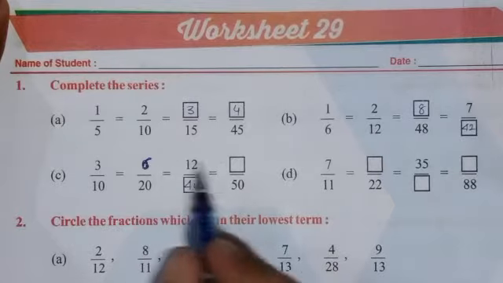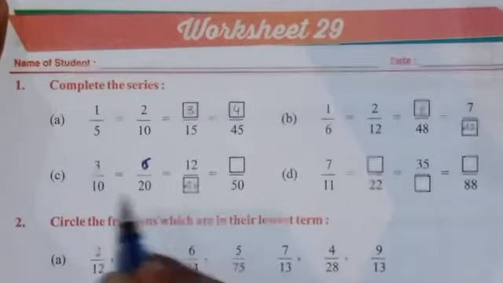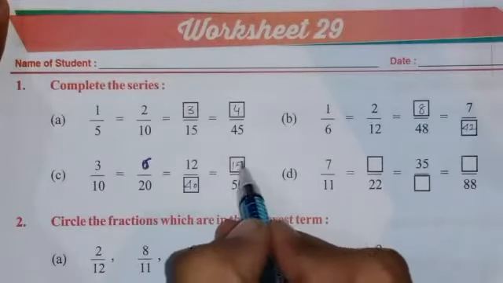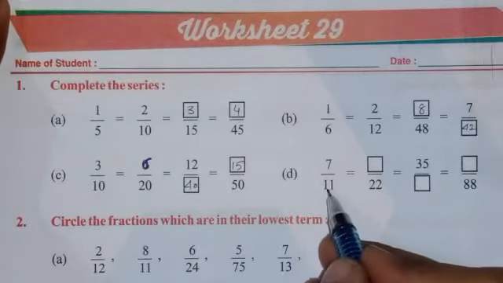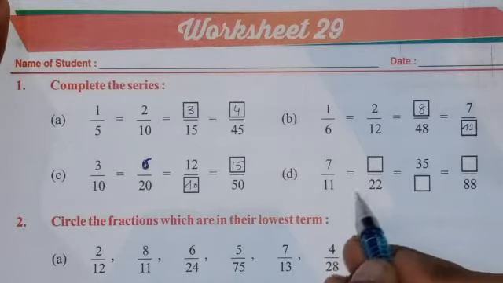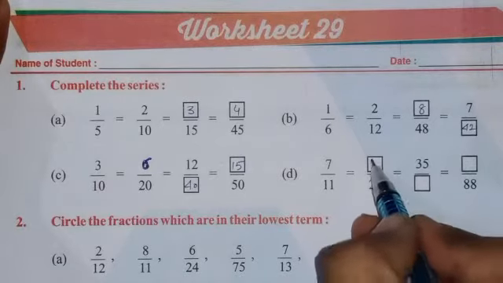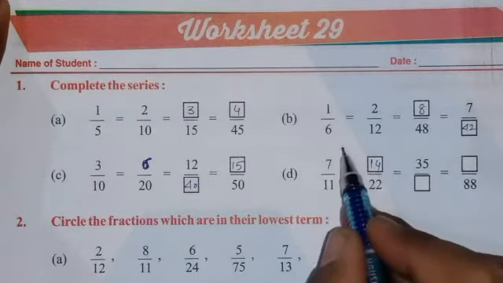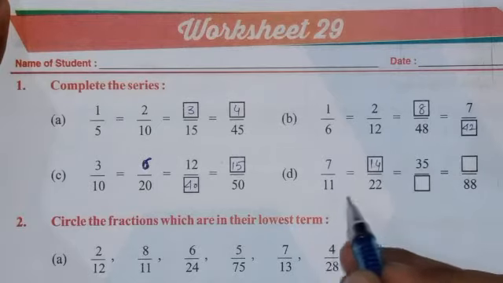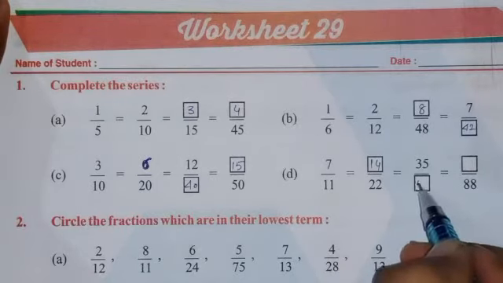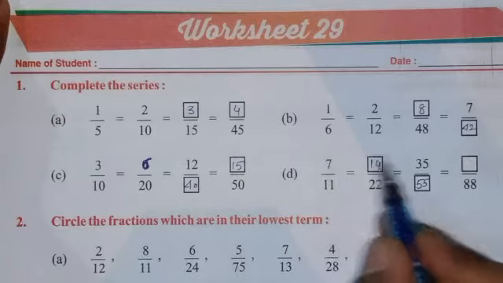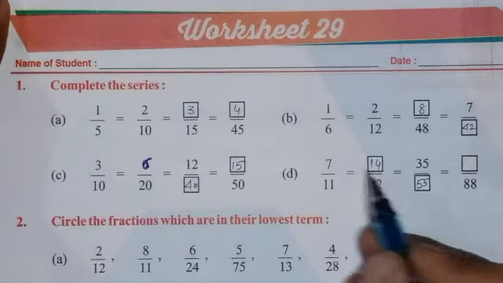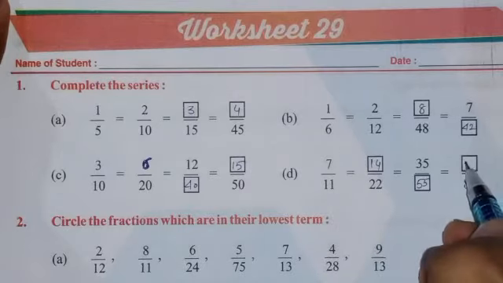Now compare these two. In the table of 10, 50 comes 5 times. 10 5s are 50. So 3 5s are 15. Similarly in this one, in the table of 11, 22 comes 2 times. So in the table of 7, 2 times will be 14. Now compare these two. In the table of 7, 35 comes 5 times. So in the table of 11, 5 times there will be 55. Now compare first and last. In the table of 11, 88 comes 8 times. So in the table of 7, 8 times will be 56.